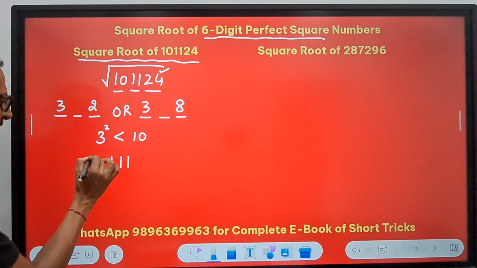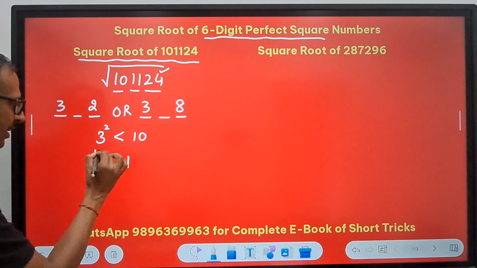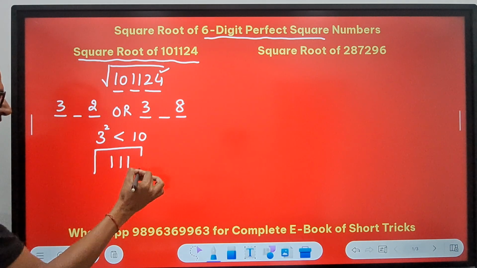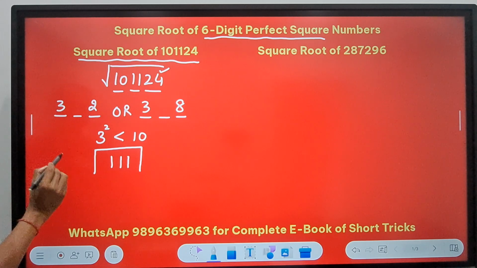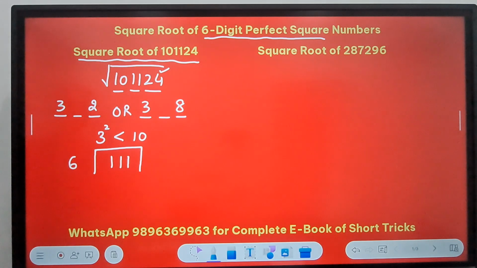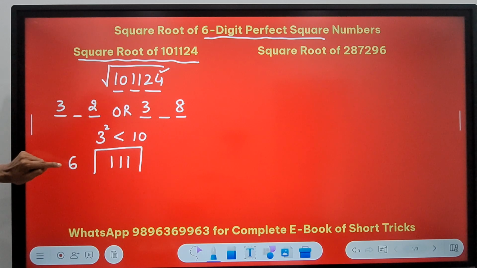And after that, I just need to write what? The number here was 3, right? Double of 3 is 6. So I will write the double of this number here, 6. And now the long division method works for us.